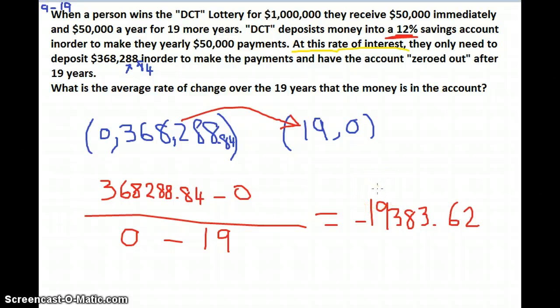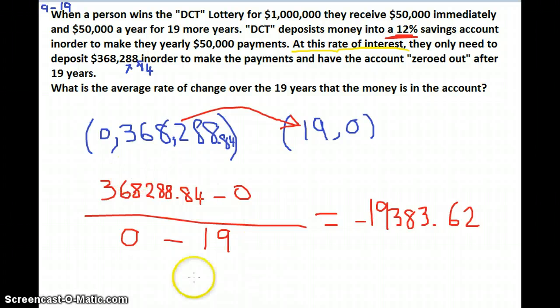And then they asked us for the average rate of change over 19 years. So you just do the y minus y, x minus x, and make sure you're doing it right. That's what I was doing with that arrow. So I did y value minus y value, and then I go back and do this x value minus this x value. So don't do it as 19 minus 0, unless you did 0 minus 368,288, whatever.